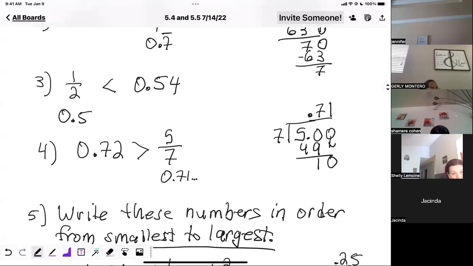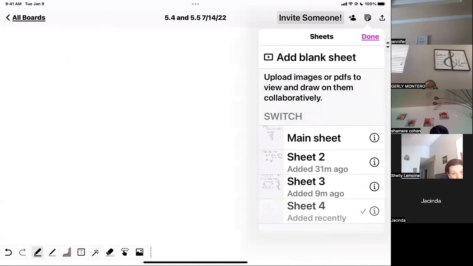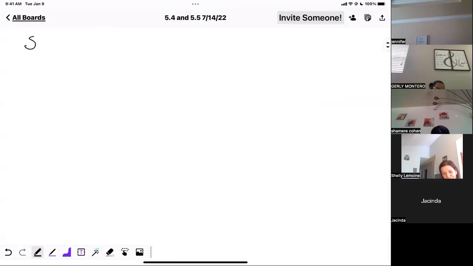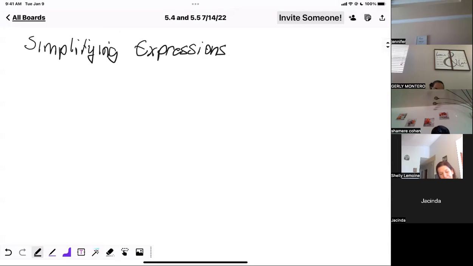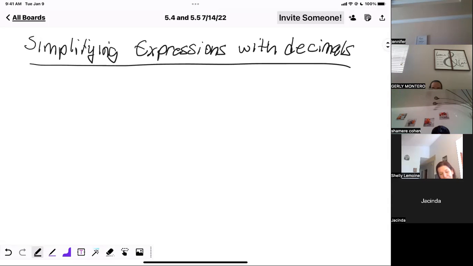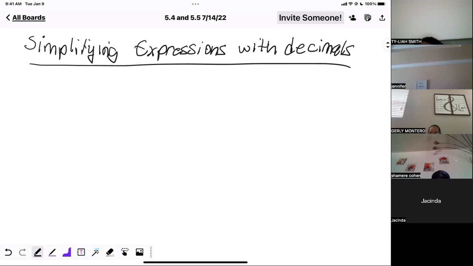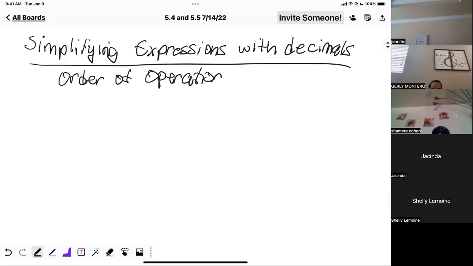Okay, I'm making a new page. Last little part we can talk about, and that's order of operations. Simplifying expressions. So they're going to be expressions with decimals. We're looking at decimal expressions, how to do them. And you have to think about the order of operations. That's what you want to think about. Don't forget what comes before what.